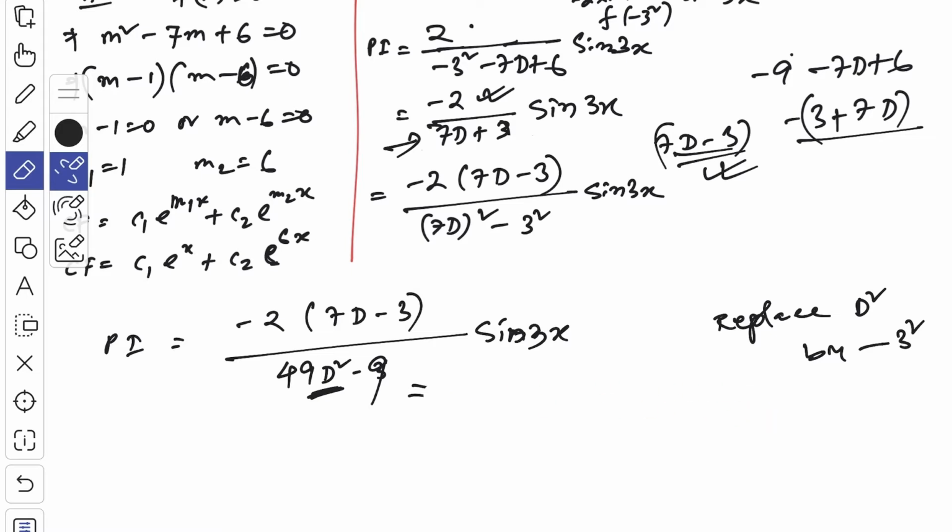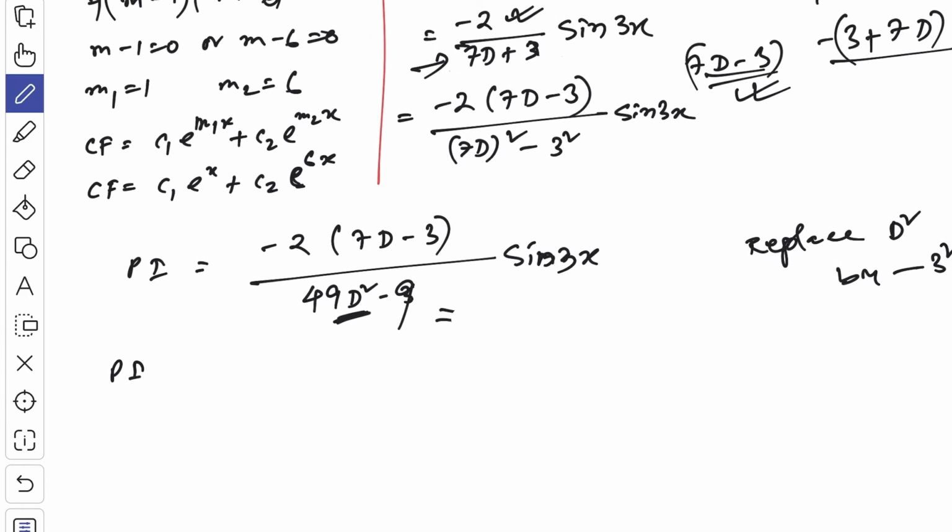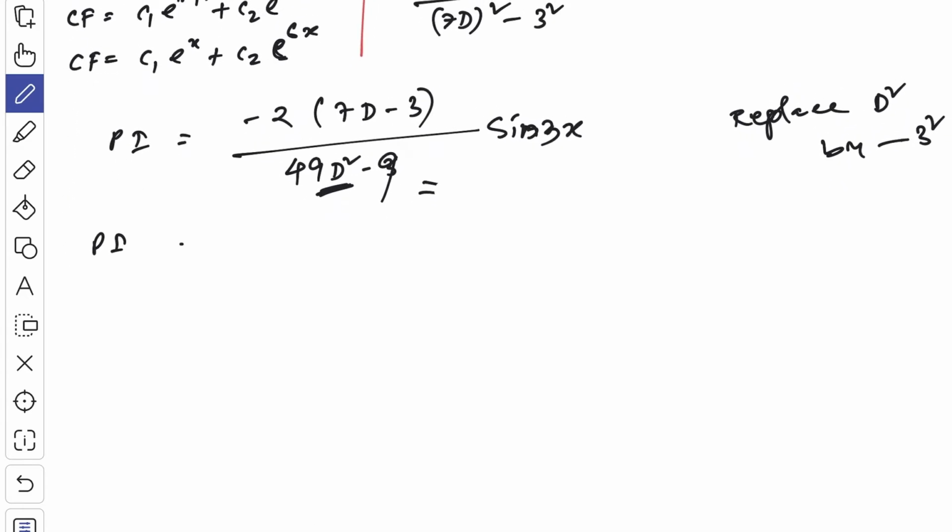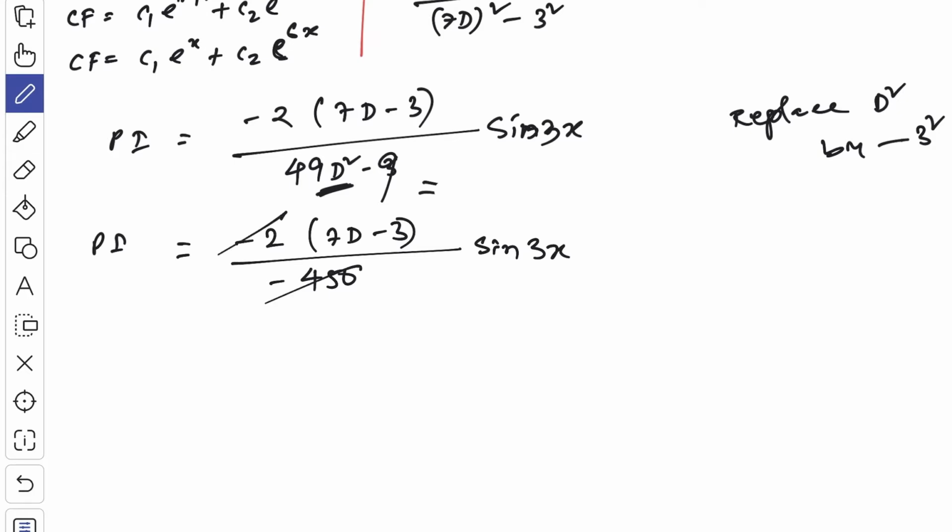So now PI will be our, so let me scroll down the page. Okay, minus 2 into 7d minus 3 by minus 450 sine 3x. Okay. So if you cancel this one, then here you will get 2 to 5.